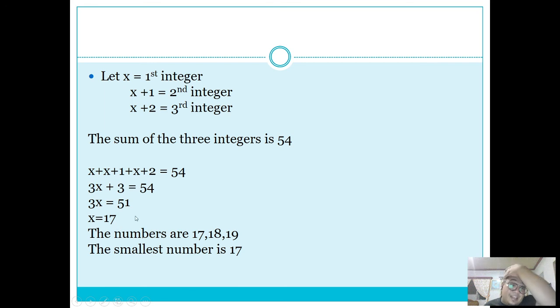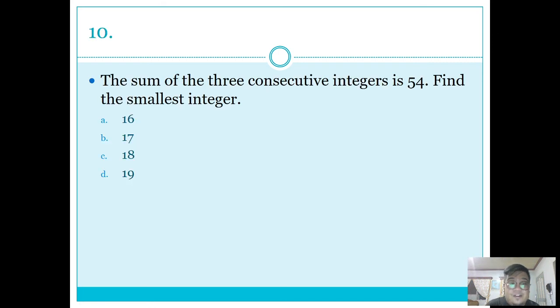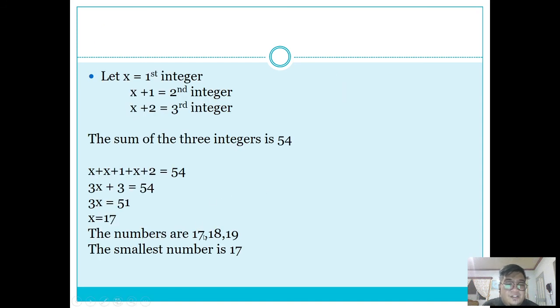Sino yung 17? Si 17, siya yung first integer. Ano yung second integer? E di mag-add ka lang ng 1, it's 18. Ano yung third integer? Mag-add ka lang ng 2. So, 17, 18, 19. Ano ba yung tanong? What is the smallest integer? So, let's go back here. So, ang smallest integer natin is 17.